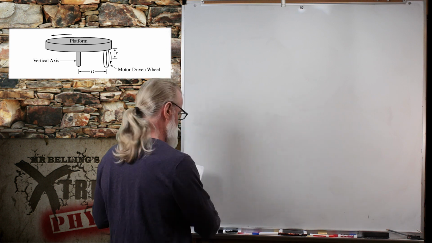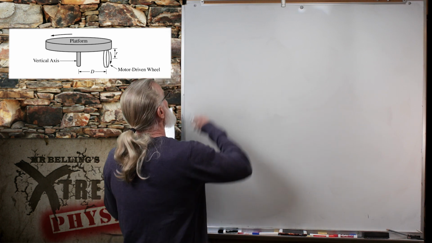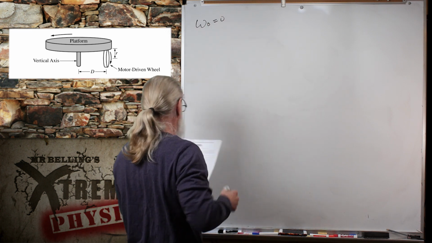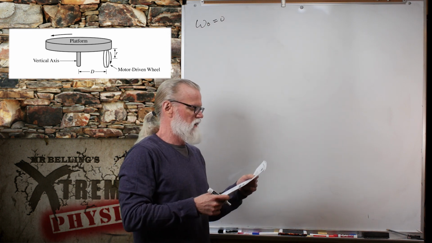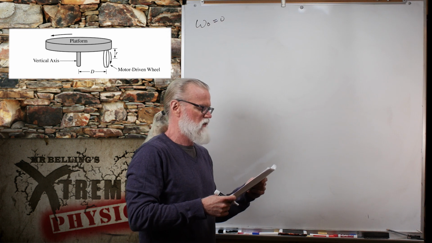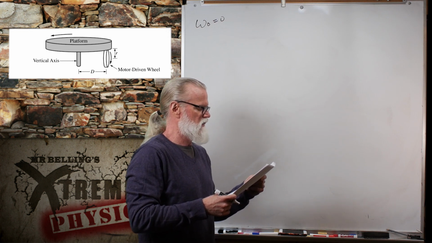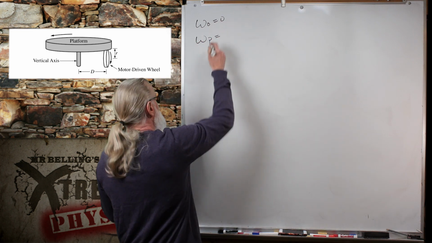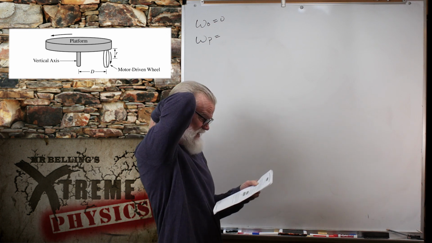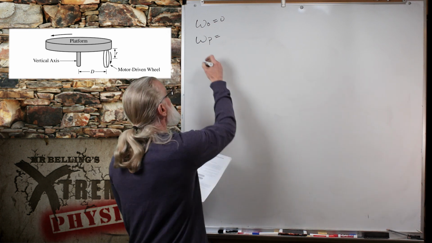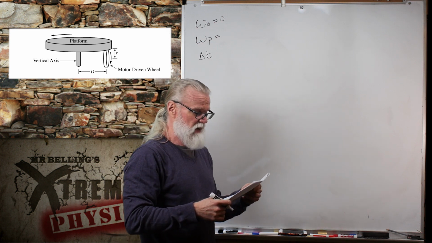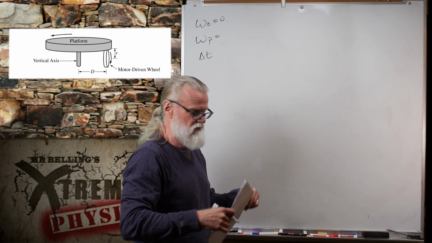All right, I'm going to write that down so I don't forget. So it starts from rest, so omega 0 equals 0. And the wheel exerts a constant horizontal force of magnitude F tangent to the wheel until the platform reaches an angular velocity omega p. All right. So I guess that's the final velocity after time delta t. The wheel stays in contact with the platform without slipping.